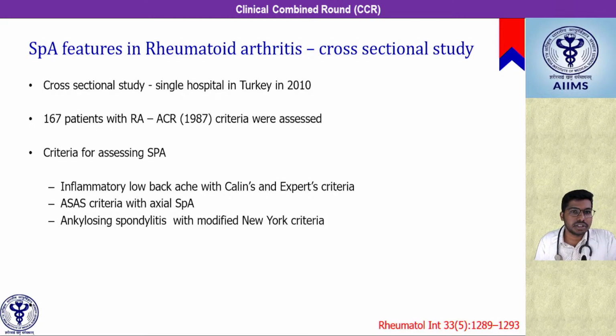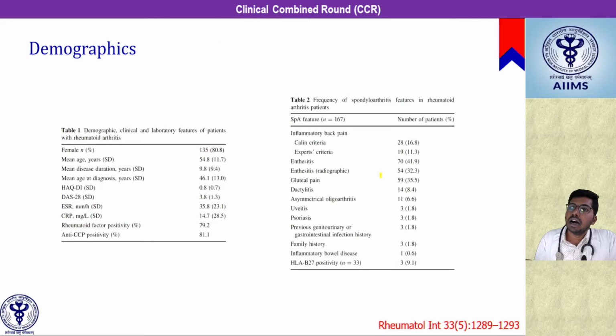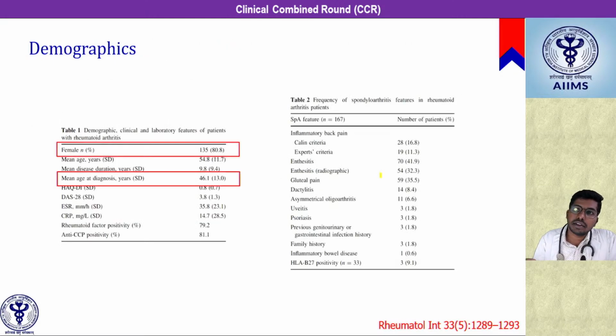It usually occurs with insidious onset, greater than 3 months of duration, worse at night and in the morning, improving with exercise or any physical activity. The demographic goes as such: the percentage of female patients in the case series was high, nearly 80% of patients who had RA were female, and the mean age at diagnosis was 46. Among these 167 patients, nearly 17% satisfied the Calin criteria for inflammatory backache, which is typical of SpA. The next most common feature of spondyloarthritis in this RA group was enthesitis.